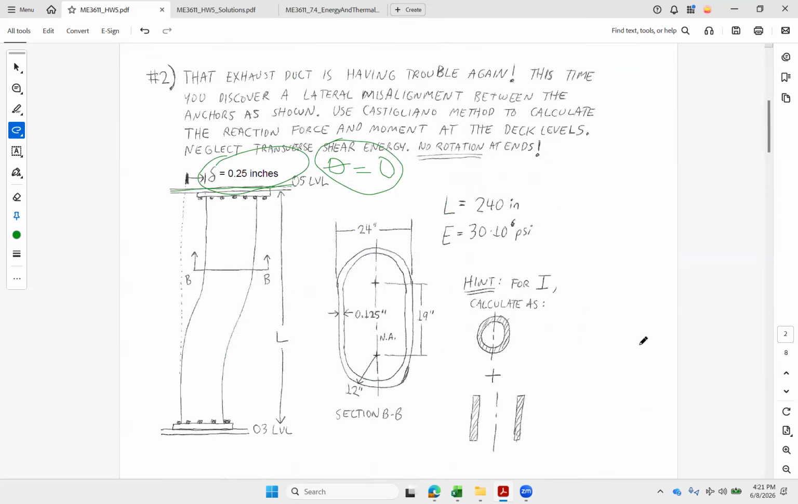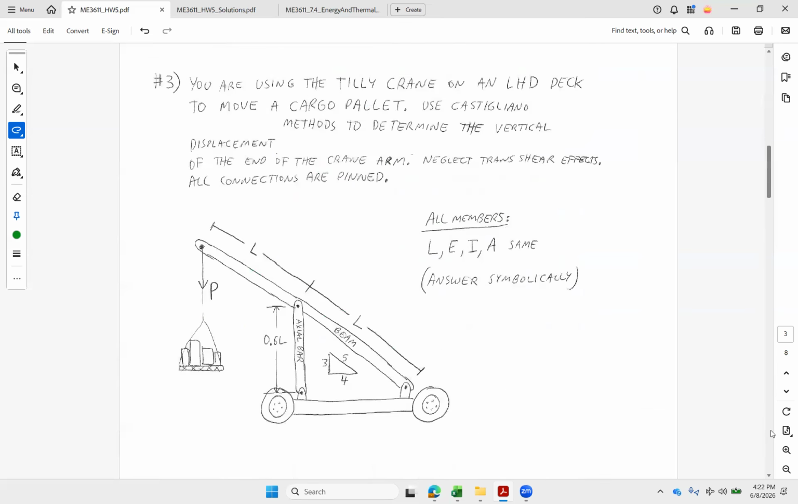All righty, let's jump to our third problem. And here we're practicing Castigliano again, but we just want to look at a multi-component structure. This is not unlike what we did in class with the L-shaped bar. We pass some loads around, we calculate the energies, and we just add them up. It's all a summation.